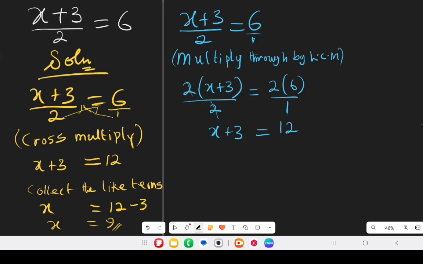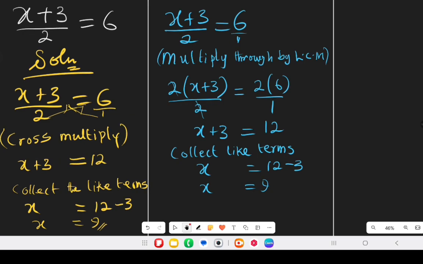At this point, we collect like terms. Collecting like terms means numbers to one side, then the alphabet x remains on one side, which gives us x equal to 12 minus 3. Plus crosses the sign of equality and changes to minus, then our final answer becomes 9 as the answer.